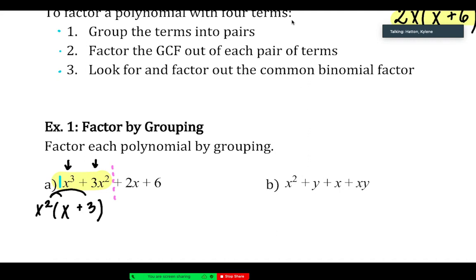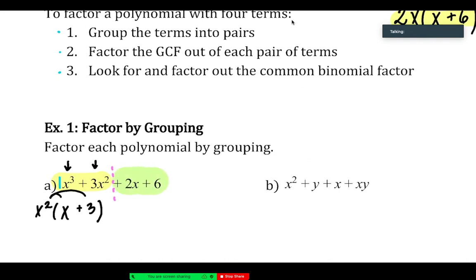So for the second half, it's 2x plus 6. So I want to figure out what's my greatest common factor of 2x plus 6, and then pull that out in front. So between 2x and 6, for the number GCF, it'd be 2. So I can for sure factor out a 2. I'm going to write that as plus 2 since I'm factoring out a positive 2.